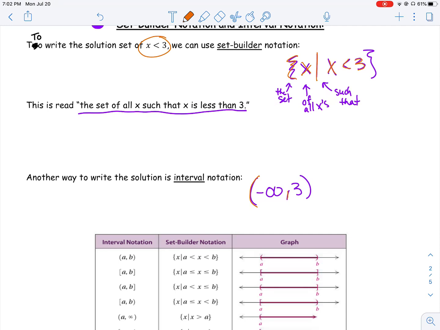So it goes from negative infinity until you hit 3, and then we don't include 3 because it's not equal to, and so we use a parenthesis. Remember, a squared off bracket is when it does equal, and so if it does equal 3, then we would use a squared off bracket.